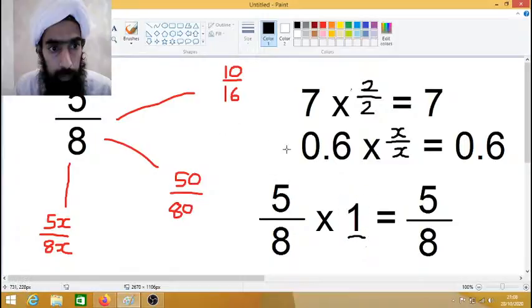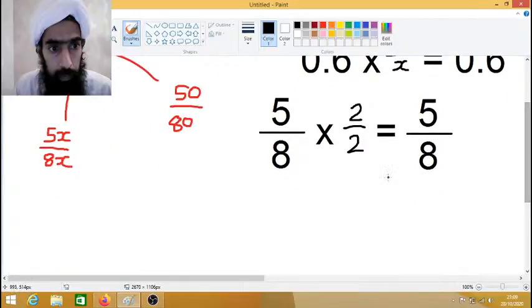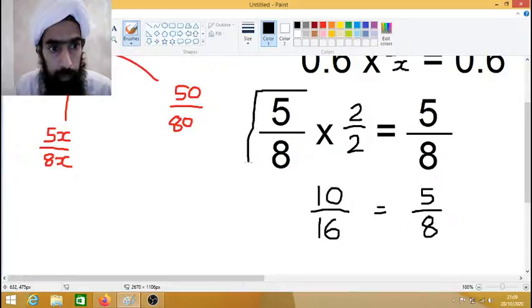Now, to get the 10/16, if I rewrite 1 as 2 divided by 2, no one will ever argue that's just 1. So when I'm timesing by 2 divided by 2, I'm just timesing by 1. So 5 times 2, that's 10. 8 times 2 is 16. So that's why 10/16 is really the same as 5/8, because the starting number hasn't changed. It will never change if all I'm doing is timesing by 1, which is this bit here.